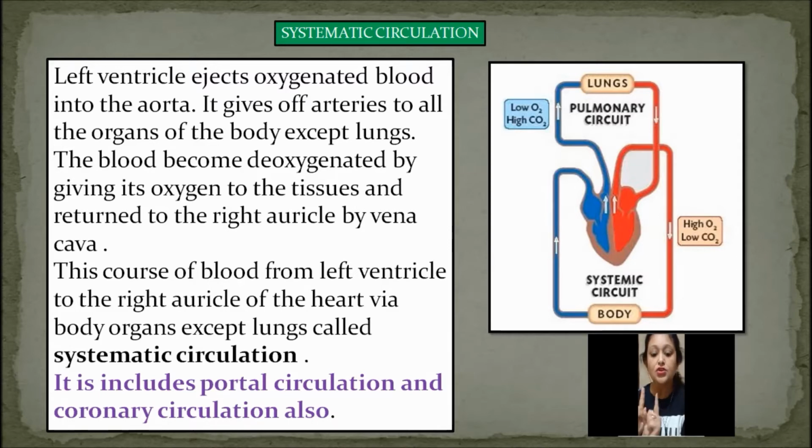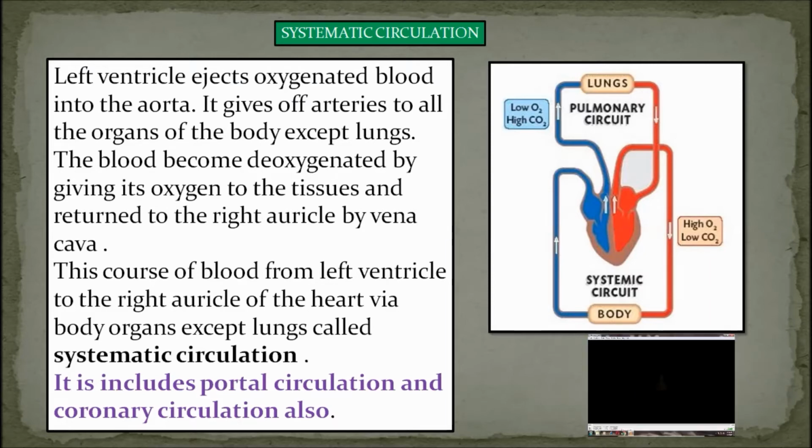So this is the course of the blood from the left ventricle to the right auricle of the heart via different body organs. This process is actually known as the systemic circulation. So it's very simple. I hope everybody understands. Then I will proceed to the next slide and explain what pulmonary circulation is.